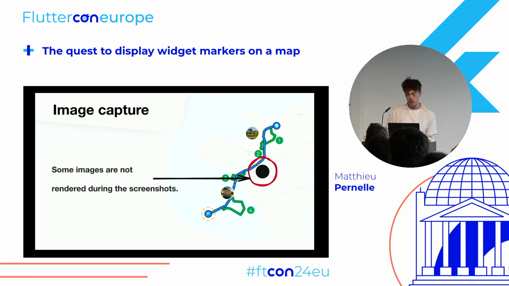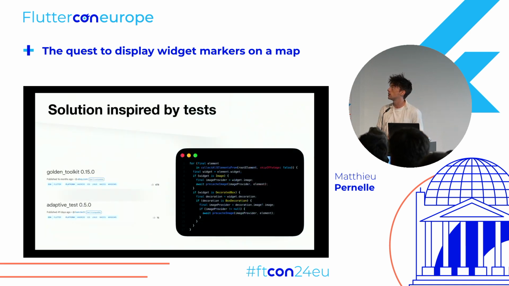So we have to find a solution, and it's inspired by test packages like Golden Toolkit from eBay or Adaptive Test. We will use a pre-cache image, which takes as an argument an image provider and place the image data within the cache. And then all the widgets like images or box decoration can load faster by getting those data directly from the cache.